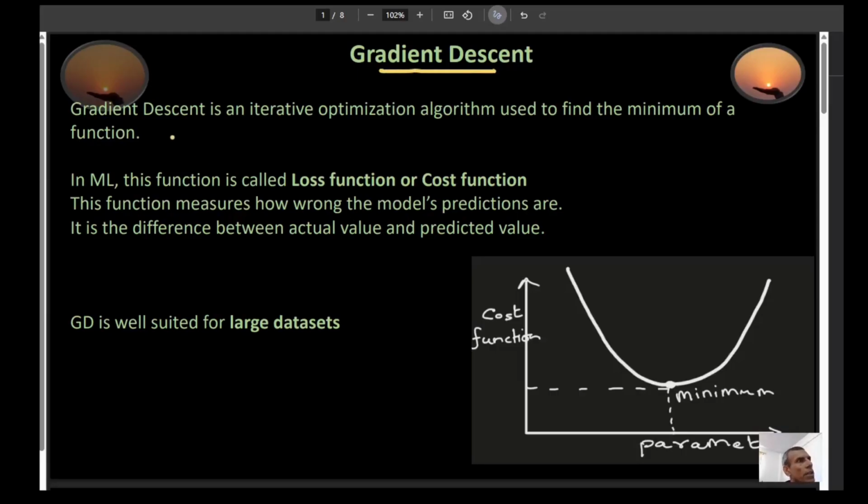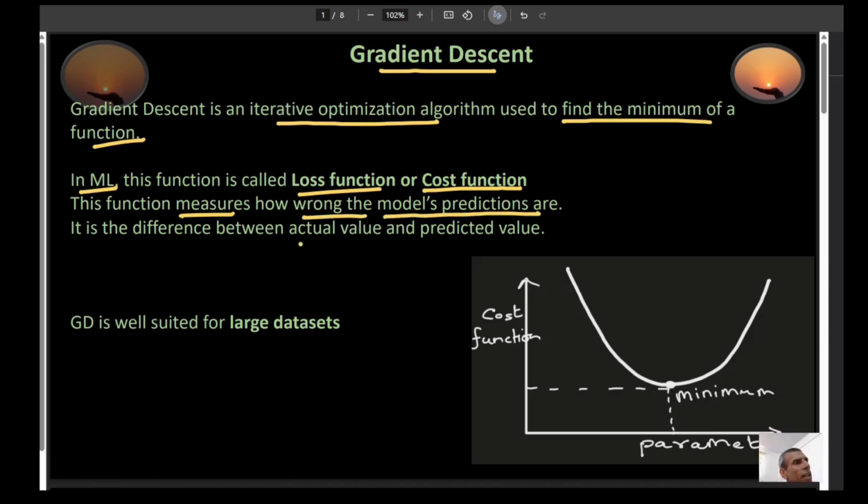So this gradient descent is an iterative optimization algorithm. What it does is it is used to find the minimum of a function. In your machine learning model, this function is called a loss function. Another name for that is a cost function. And what this loss function does is it measures how wrong your model predictions are.